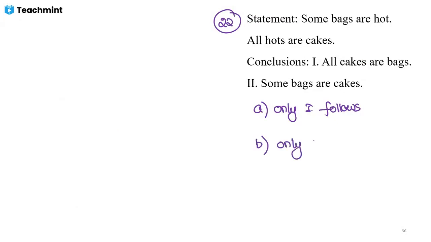Now this question, I'm giving the options. Is it only one follows? Only two follows? See guys, two questions from this. Don't miss the chance. Neither one or two, and all. Okay, for placements or any competitive exams, this syllogism is playing a huge role.